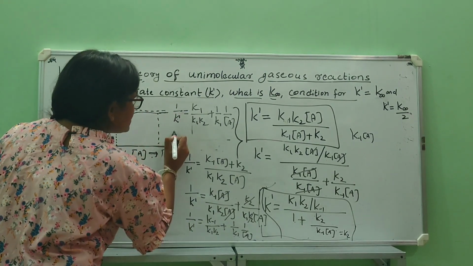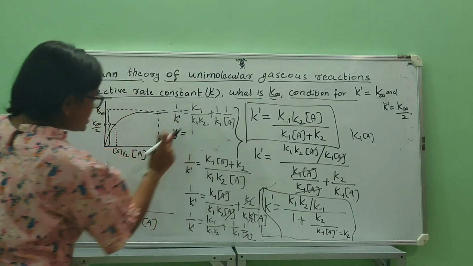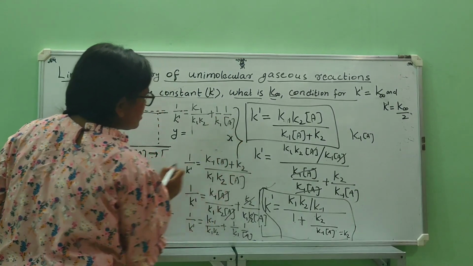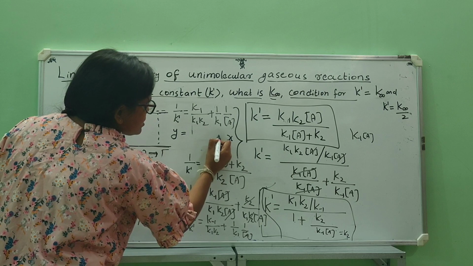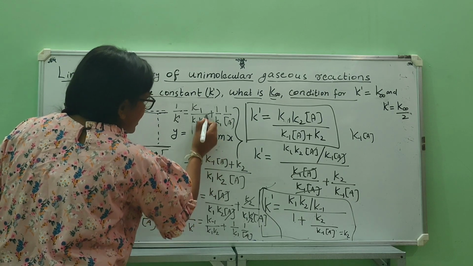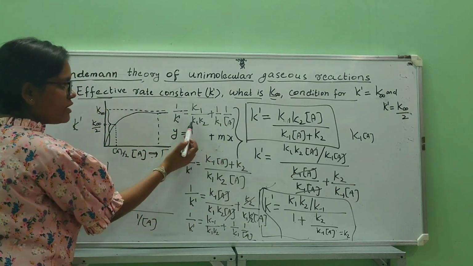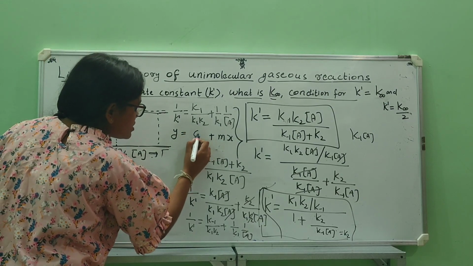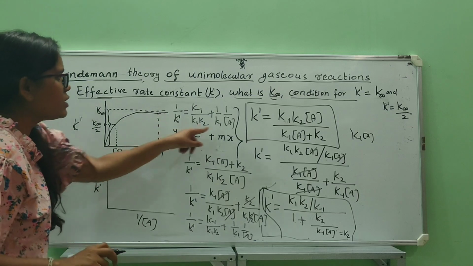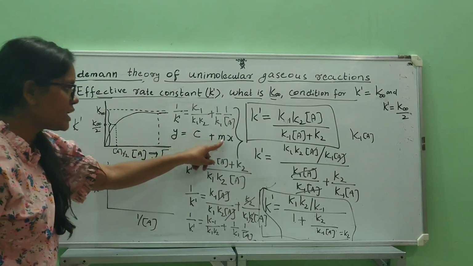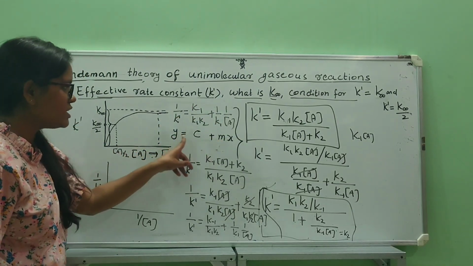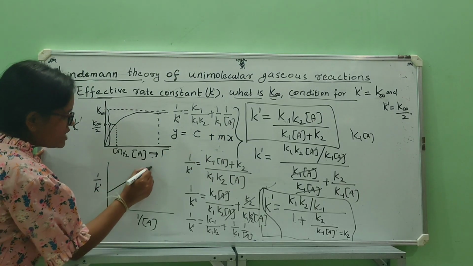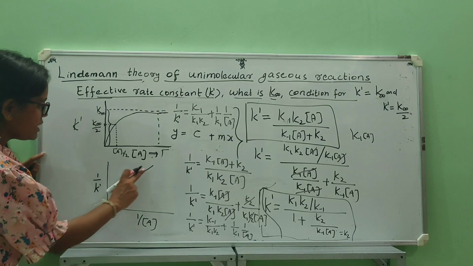So if I consider this term as y, because this is our y coordinate, 1 by k dash, and this is x. Suppose I consider this constant as m, and this k minus 1 is a constant, k1 and k2 are also constants, so I can represent it with a single constant c. So this equation takes the form of a straight line equation with a positive slope, y is equal to mx plus c. So the graph between 1 by k dash and 1 by a is a straight line graph.